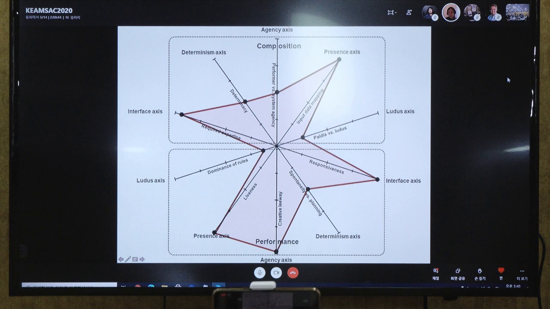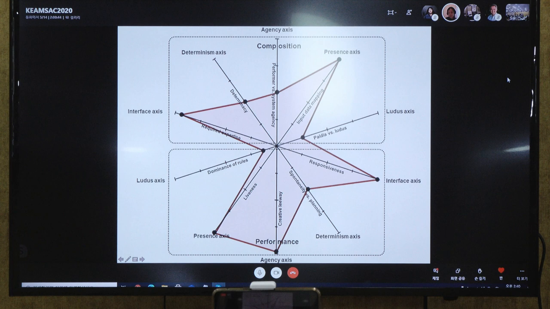And the ludus axis, if we look at that, the dominance of rules is very minimal, and so we have a lot of paideia, which means just play without rules, but more like explorative play. So you can see how this tool helps to look at the different features of the work and to make it more clear how it is put together.